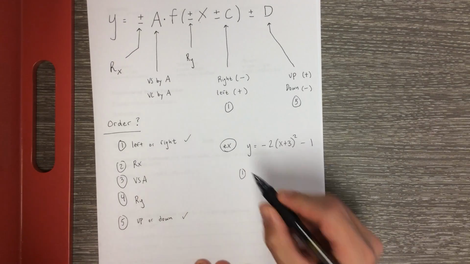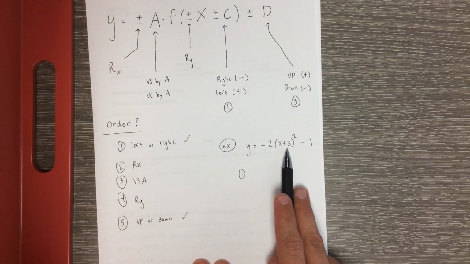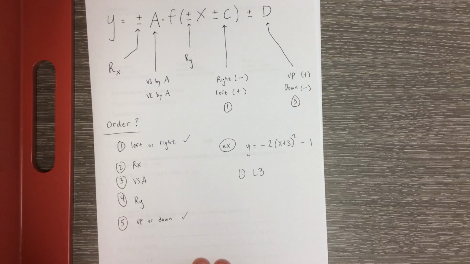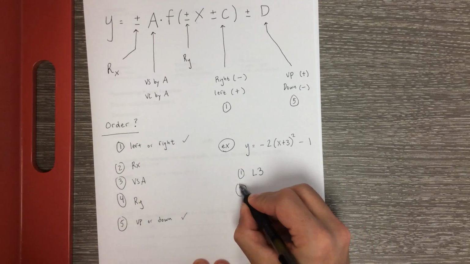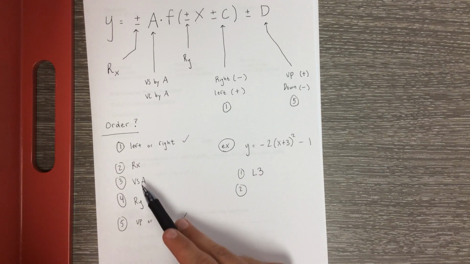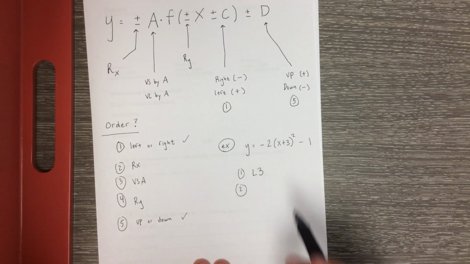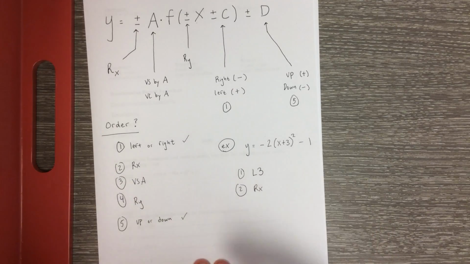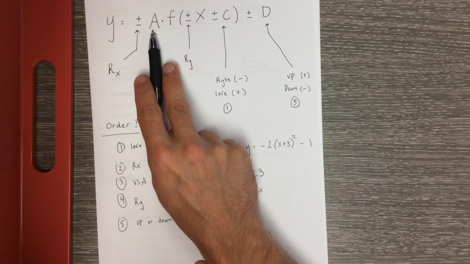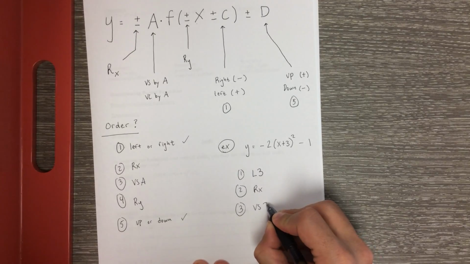So the first thing we would do here is left or right. Is there any movement left or right? And I hope you'll agree that this x plus 3 is movement to the left 3 units. What's the second thing? Well, per our list, again, as long as we just go up and down last, maybe the second thing is just to check, is there a reflection? In this case, there is. So there is a reflection over the x-axis. Is there a vertical stretch? And there's that 2 in front, that a value. So there is a vertical stretch by a factor of 2.